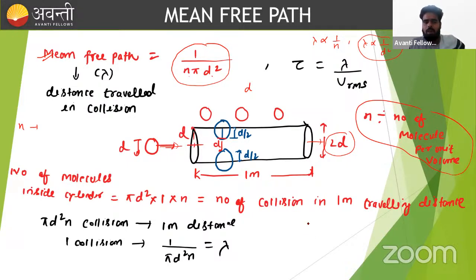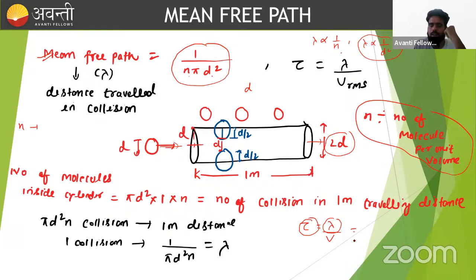And sometimes, beta, one important term is the relaxation time. Relaxation time is simply the mean free path divided by the average velocity. If we know the behavior of the mean free path with n and d, we can also comment on the relaxation time.